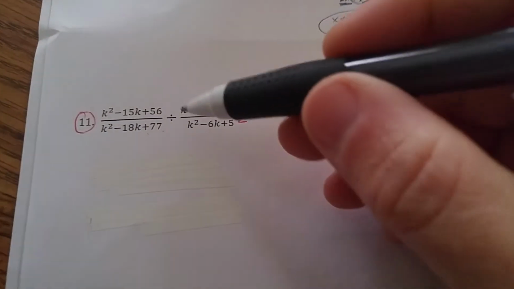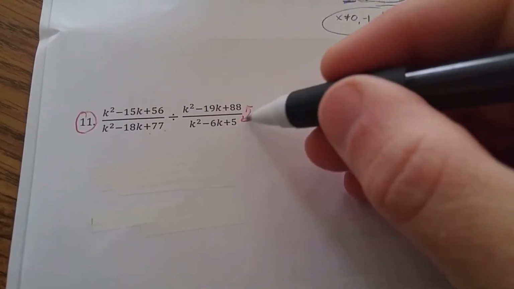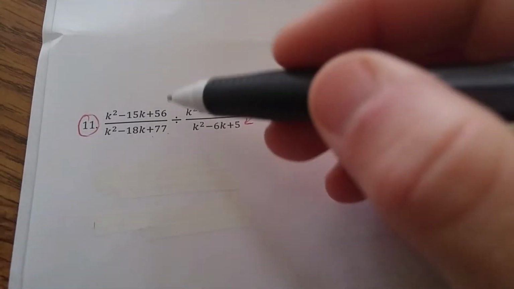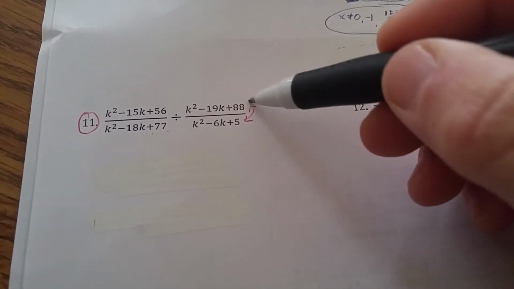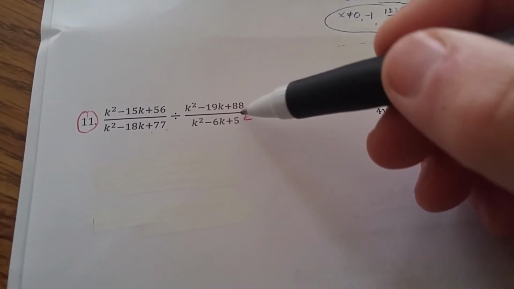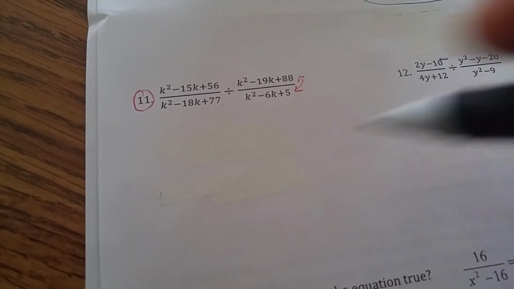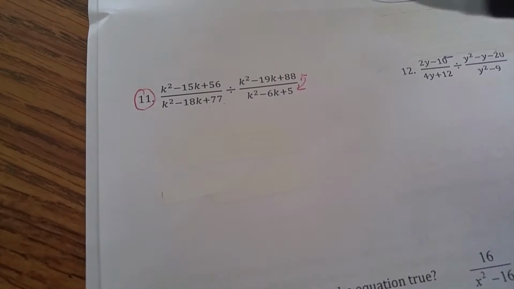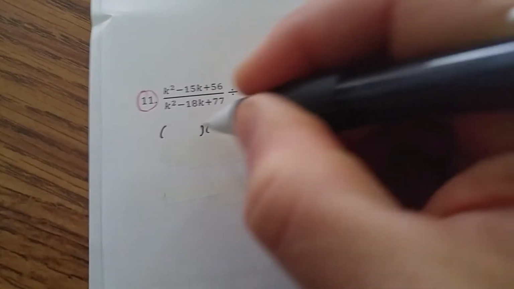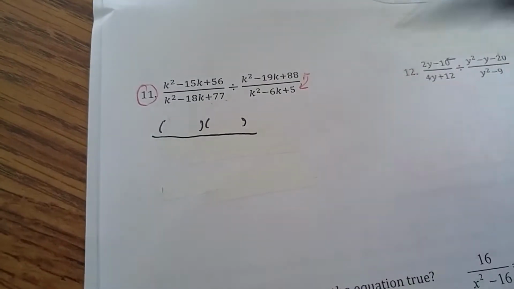So 11 is a division problem, which means eventually I'm going to flip the second fraction. I'm going to keep the first one the way it is, but I'm going to invert the second fraction. But I want to go ahead and factor everything first so that I can see what my domain restrictions are before I flip it.